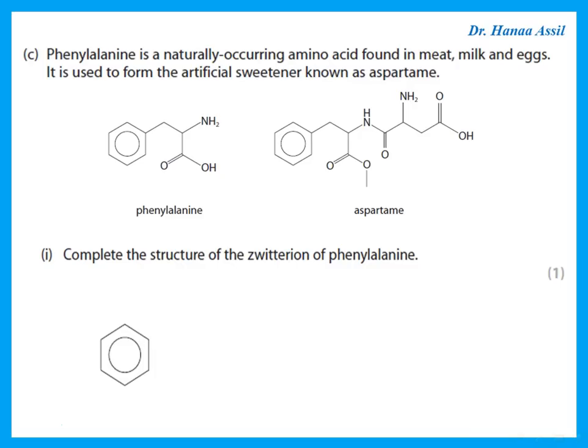Phenylalanine is a naturally occurring amino acid found in meat, milk, and eggs. It is used to form the artificial sweetener known as aspartame. Complete the structure of this Zwitter ion of phenylalanine. Remember, amino acids can form Zwitter ions. What does that mean? That means that the OH donates its H plus to the amine, so I end up with NH3 plus and O minus. This is called the Zwitter ion of an amino acid.